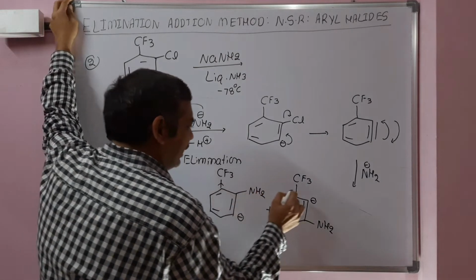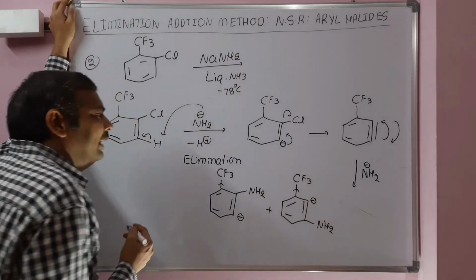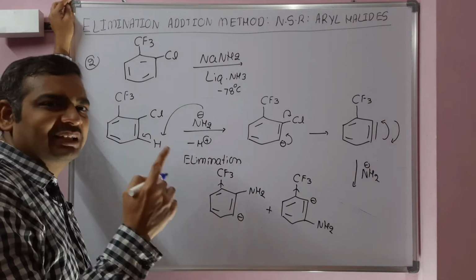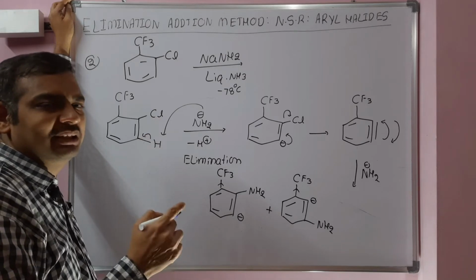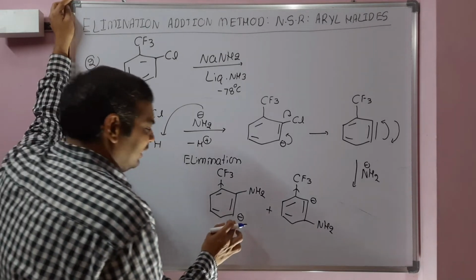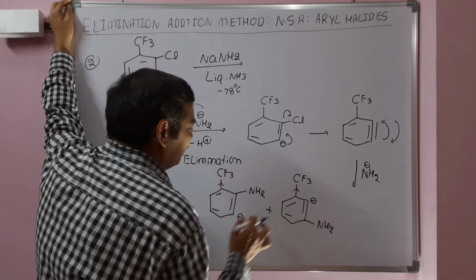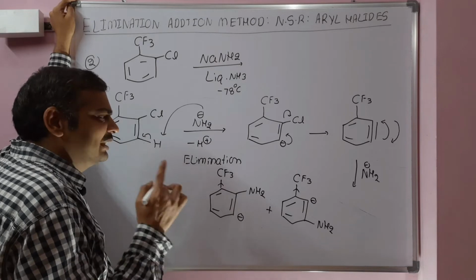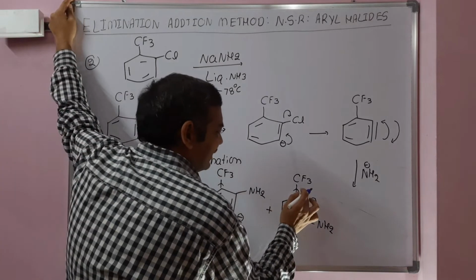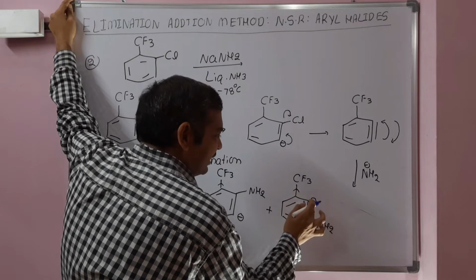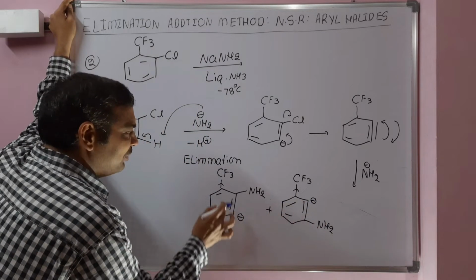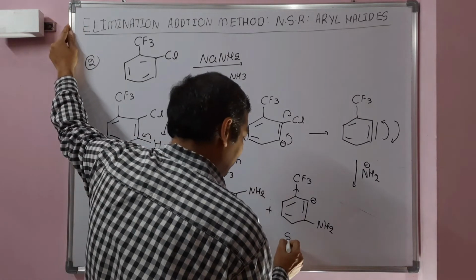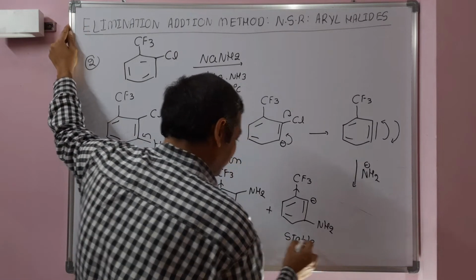CF3 is a negative inductive effect group. We know negative inductive effect groups will stabilize the carbanion, whereas positive inductive effect groups will stabilize the carbocation. So luckily here we have a negative inductive effect group that will stabilize the carbanion. Both are carbanions. Among these two carbanions, which is more stable? Here the negative inductive effect is near the carbanion, whereas here it is a little far from the carbanion. That's why this is stable, and this is less stable.